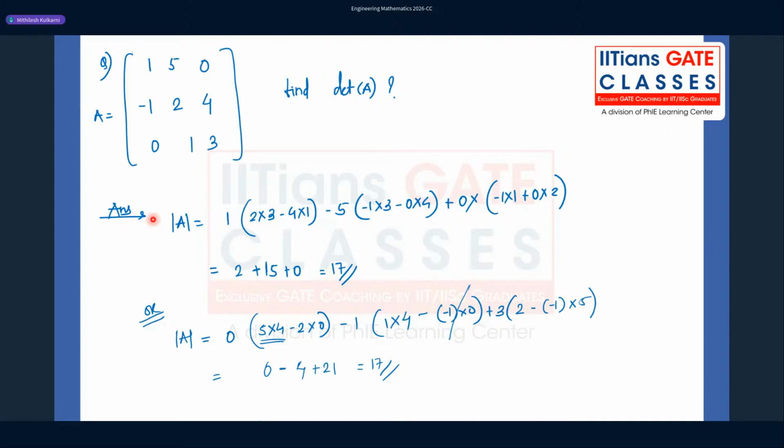So let's try to solve it. 1 into (2 into 3 minus 4 into 1), minus 5 into (minus 1 into 3 minus 0 into 4), plus 0 into (minus 1 into 1 minus 0 into 2). Okay, so you'll end up with 17. And you can also try with the third row. You'll end up with the same answer.